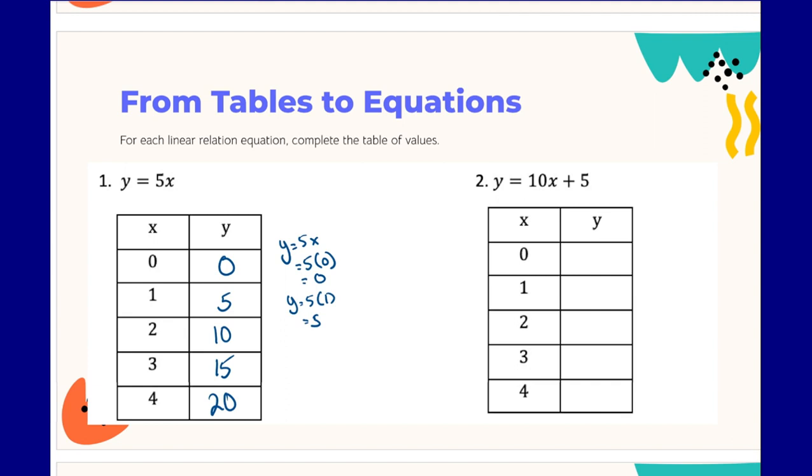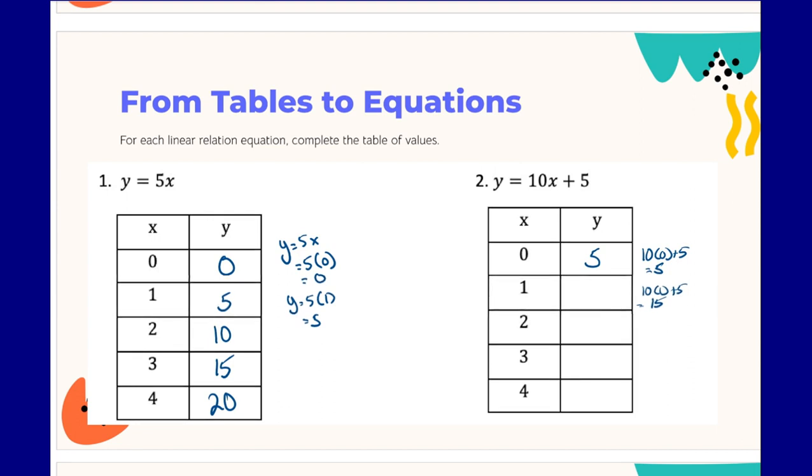So we start to see a pattern. The next one, y equals 10x plus 5. A little bit different, but same idea. We're going to take the value of x and substitute it in. So 10 times 0 plus 5. 10 times 0 is 0, plus 5 is 5. So we have 5. When x equals 1, we have 10 times 1 plus 5. 10 times 1 is 10, plus 5 is 15.